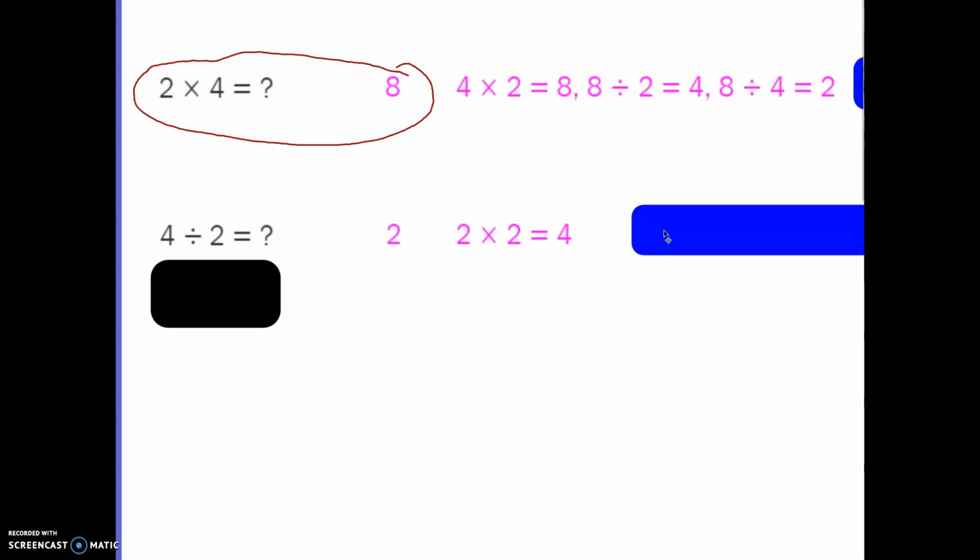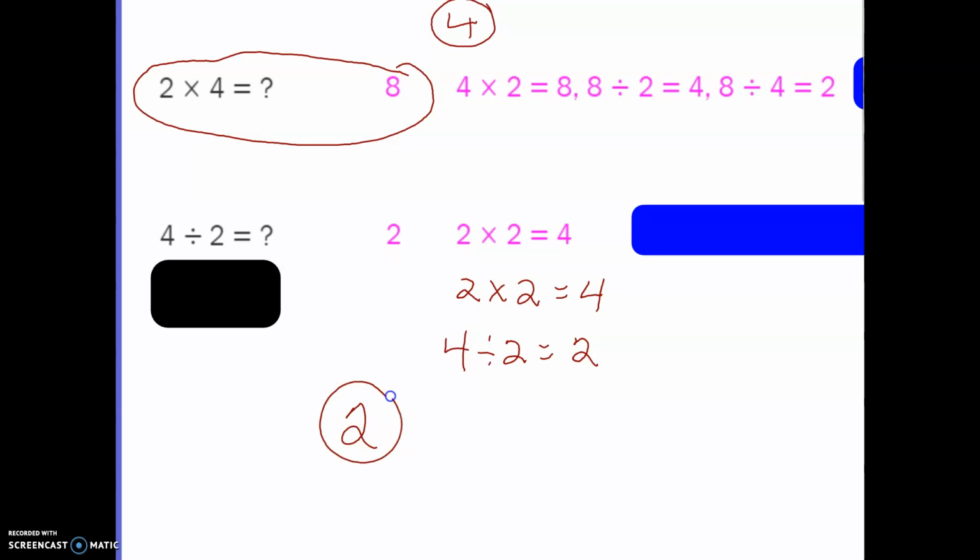Well, why not 2 multiplication problems, Mrs. Fleury? Well, gang, if I would write the other multiplication problem, the turnaround fact, it's going to be 2 times 2 equals 4. The other division problem would be 4 divided by 2 equals 2. So sometimes there are 4 facts in a fact family, and sometimes there are only 2. Let's move on.